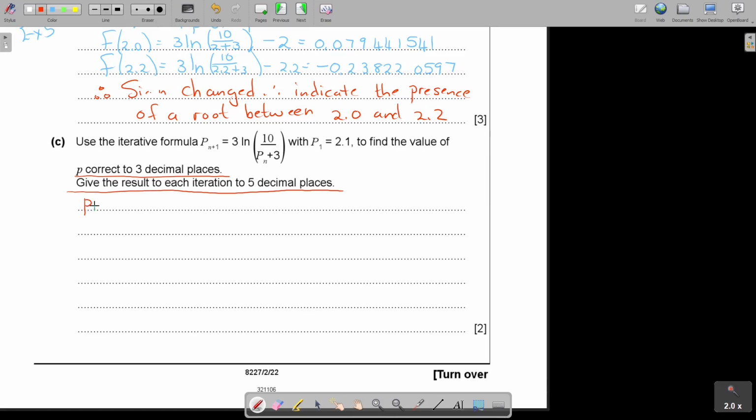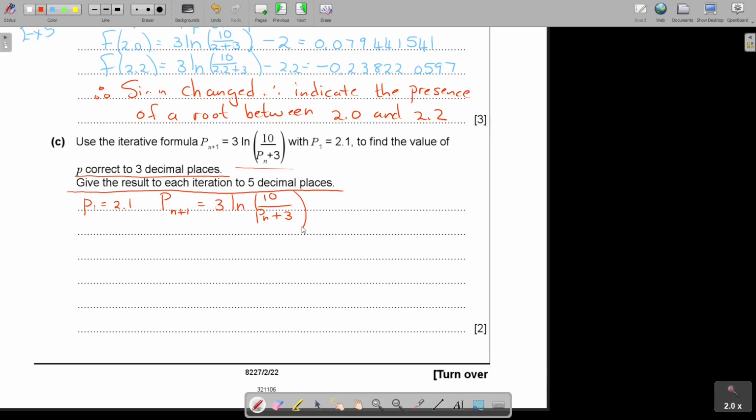So p1 is equal to 2.1. And the formula is p n plus 1 equals 3 ln 10 over p n plus 3. Now, very important that you use your calculator, because this one is having such a long process before it's stabilized, and you have to write it down.